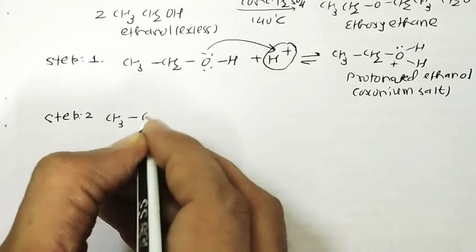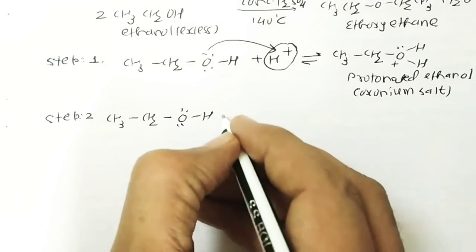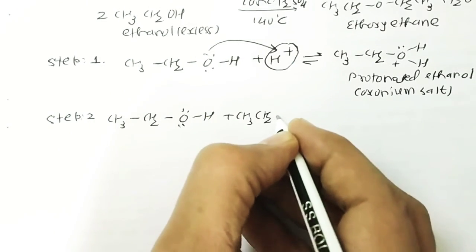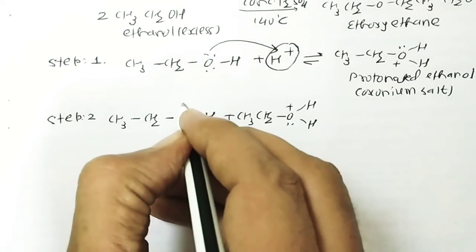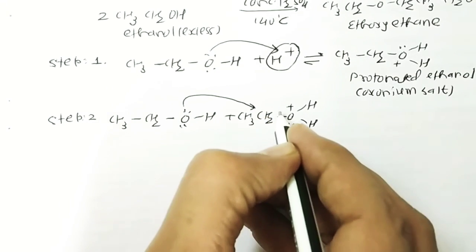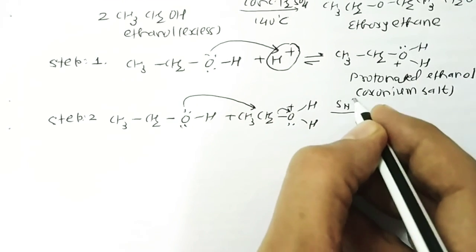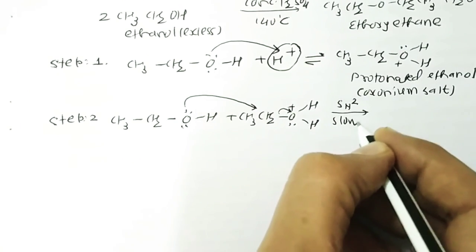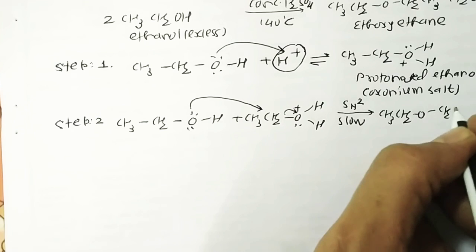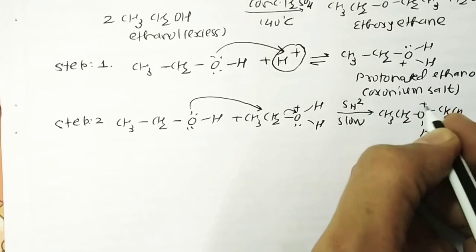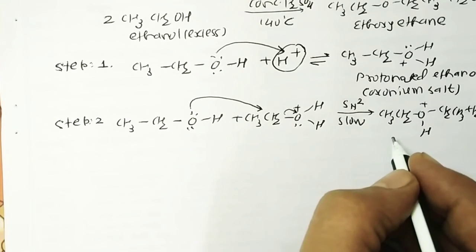Now this oxonium salt reacts with a further mole of alcohol, CH3CH2OH. The lone pair is attracted towards this carbon, and the oxygen gains the electron from the bonded pair between C and O, following an SN2 reaction. This reaction is very slow; it is the rate determining step. We get the product CH3CH2OCH2CH3 with H+, plus water. This is called a protonated ether.